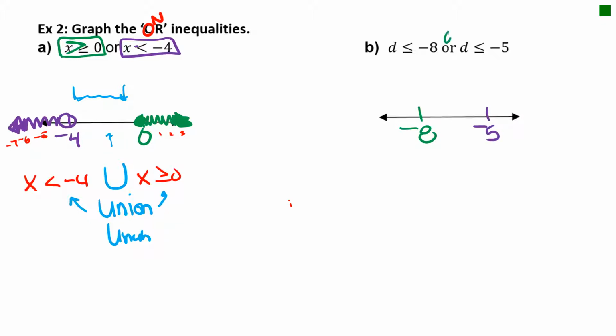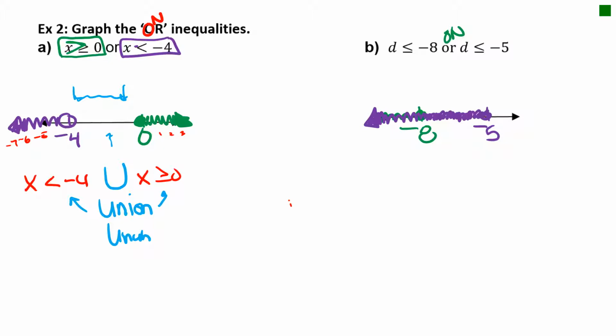So it's or, so I'm going on. D is less than or equal to -8. D is less than or equal to -5. Now this is where everybody messes up. Do I stop being less than or equal to -5 at -8? Nope, I power on through and I go all the way to the end.